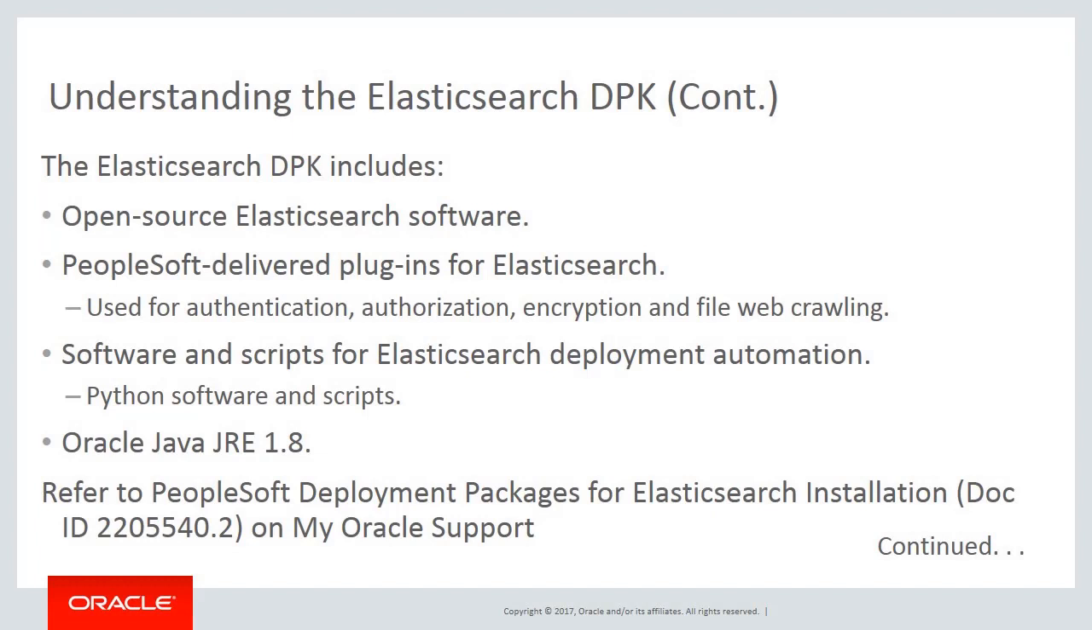The Elasticsearch DPK includes the open source Elasticsearch software, PeopleSoft delivered plugins for Elasticsearch, including plugins for authentication, authorization, encryption, and file web crawling. PeopleSoft delivered customized code for Elasticsearch. Python software and PeopleSoft developed scripts that automate Elasticsearch deployment. Please note that the Elasticsearch DPK Revision 3 uses Python scripts, so Puppet software is no longer installed. The Elasticsearch DPK also includes Oracle Java JRE 1.8.